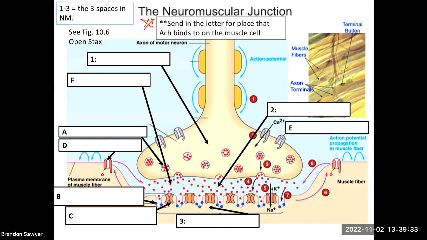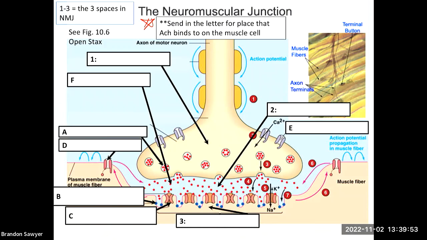So most of you are saying C. Yeah, C, and what do we call that? Receptor, yeah, there we go. Acetylcholine receptor, for sure. All right, we'll get to that one in a sec. Let's start with the numbers first.